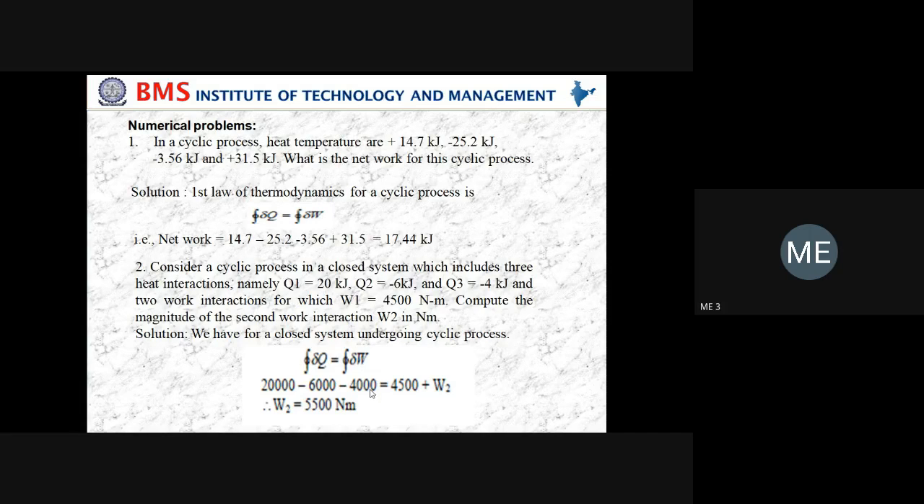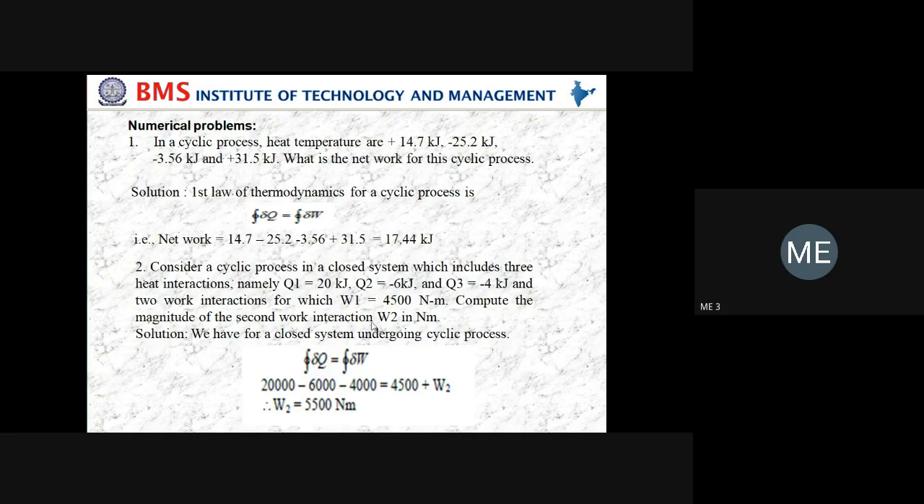You remember 1 joule equals 1 Newton meter. This is the LHS: summation of heat equals summation of work transfer. 4,500 is given for W1, that is plus, you put it as it is, and W2 we don't know. So just simplify. After simplification, we will get W2 as 5,500 Newton meter.